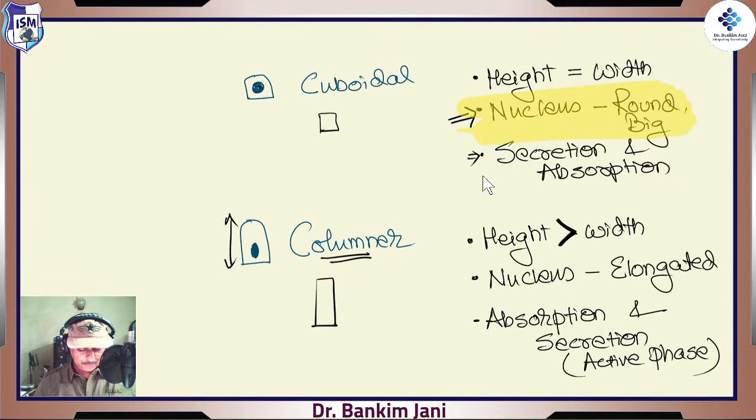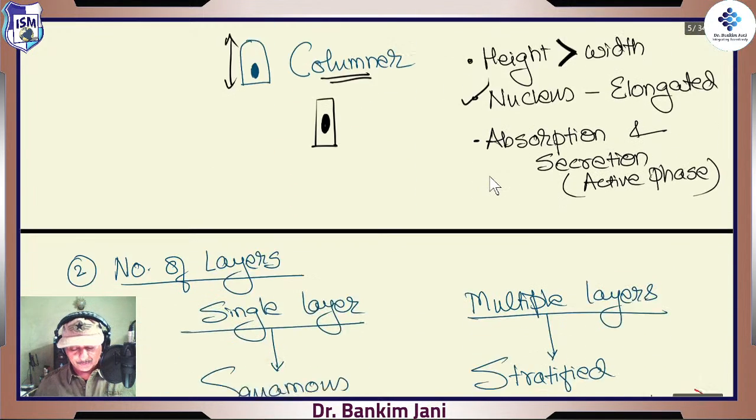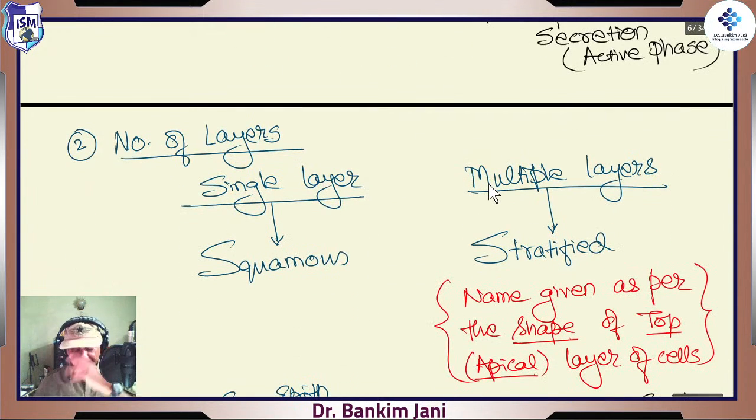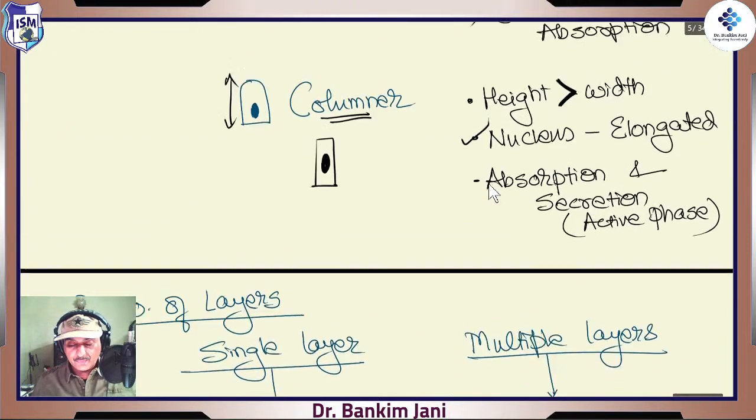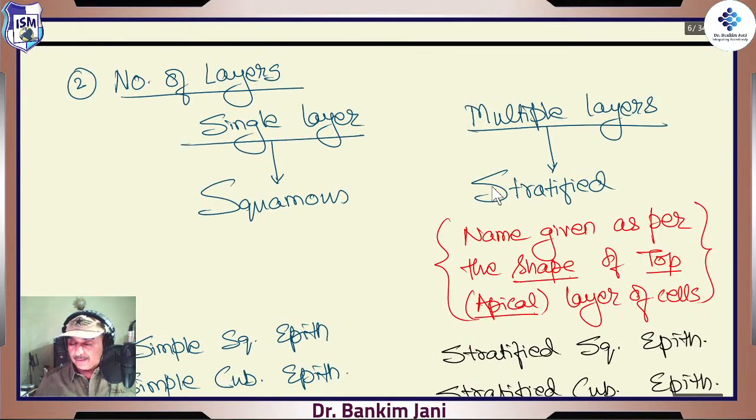So the nucleus will also change its dimension, right? It'll also be elongated. So yes, this is an elongated nucleus. Obviously, they are so big, so they'll say, okay, we also do the function of absorption and secretion, in active phase, right? Actively, they'll be working. Okay. Now, so we understood one concept, but the story doesn't end over here.